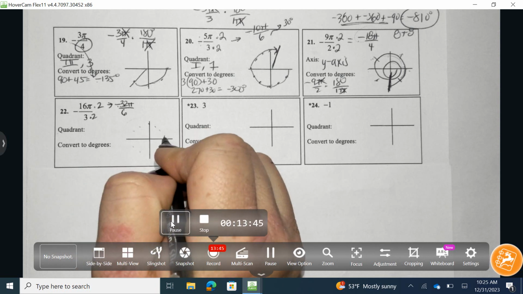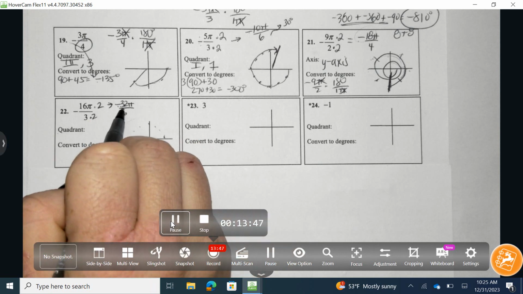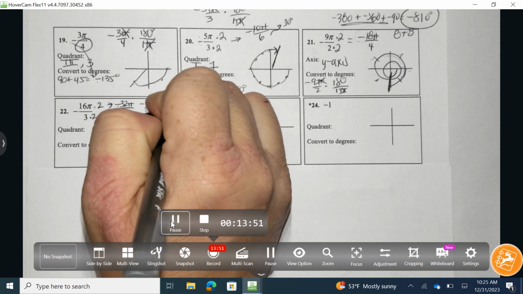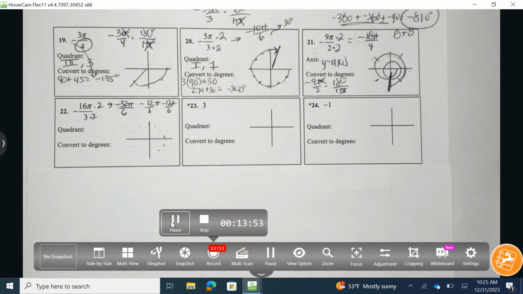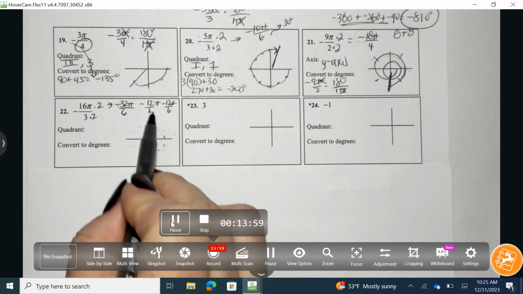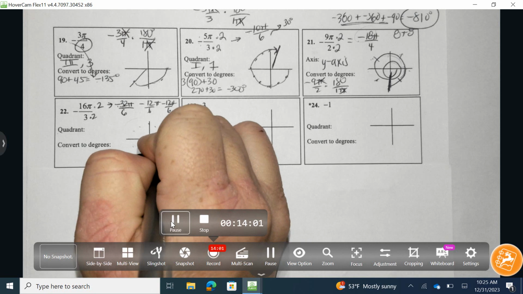1 revolution is 12 pi over 6. Well, 12, that's 1 revolution. And if I go a second revolution, I'd be up to negative 24. If I go a third revolution, so I'm counting by 12s, 12, 24, 36, that'd be too much. So I need to go at least 2 revolutions.